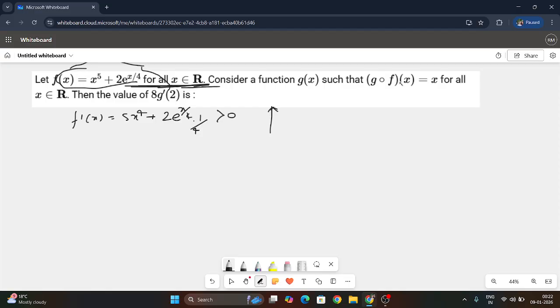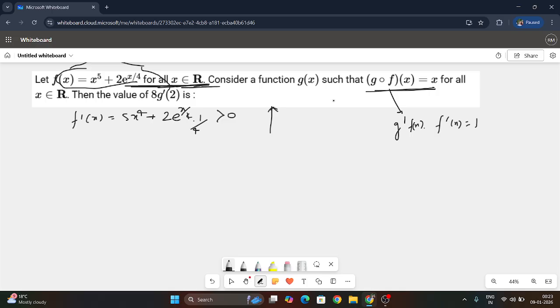It is also given that g(f(x)) is equal to x. So if we can find the inverse of f(x), basically this is the condition that f is the inverse of g and g is the inverse of f. Okay, so let's differentiate it. g'(f(x)) into f'(x) equal to 1. It's a simple differentiation I have done here. But what is g'(x)? We don't know what g(x) is. We don't know anything else.